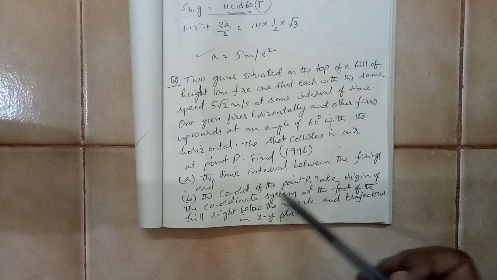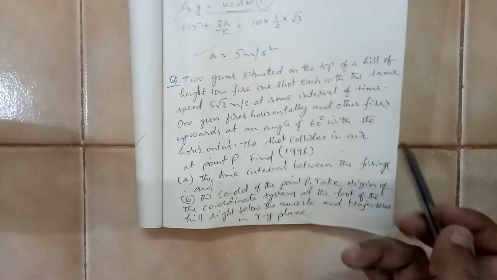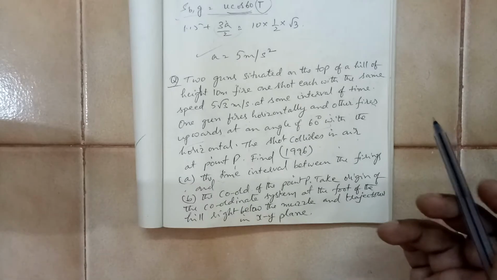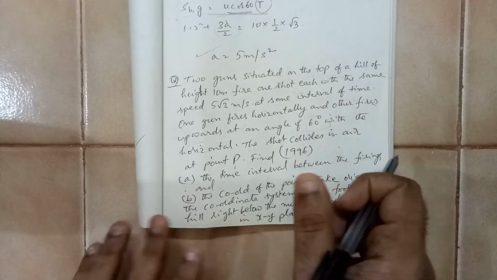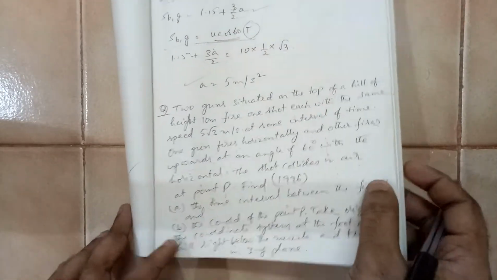Take the origin of the coordinate system as the foot of the hill right below the muzzle, and the trajectory in the XY plane. Muzzle means the gun part. So the situation is something like this.